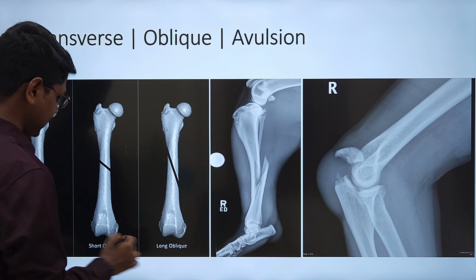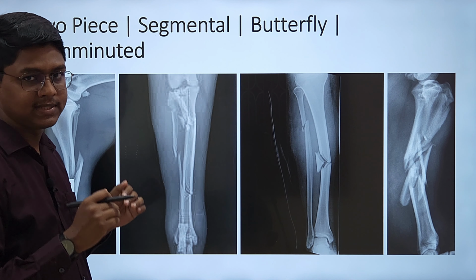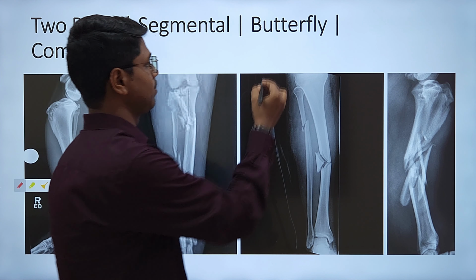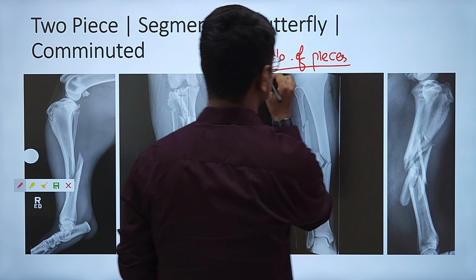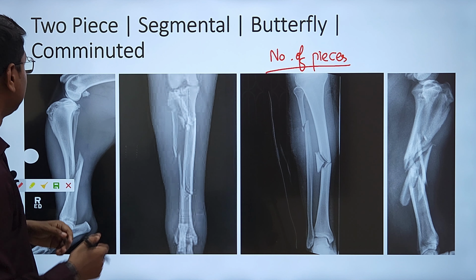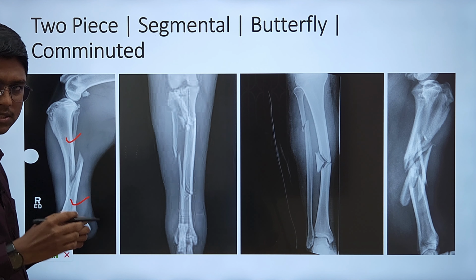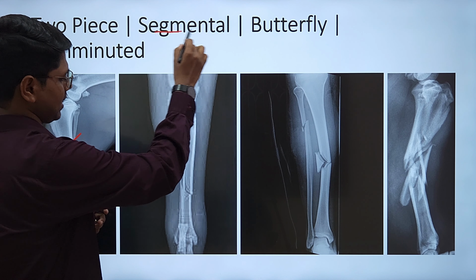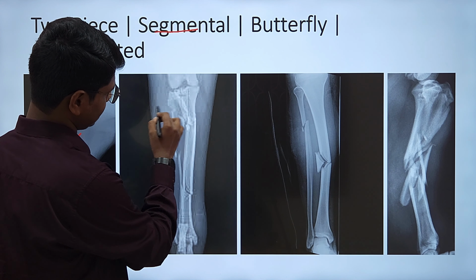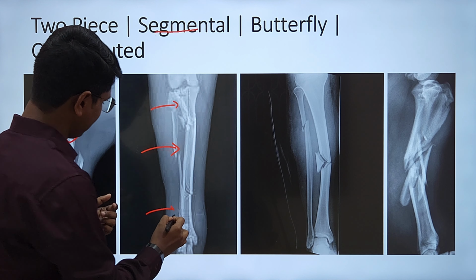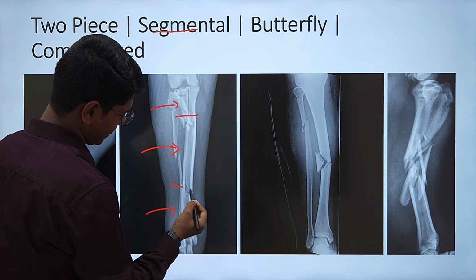Okay, next classification is on the basis of the number of segments, or number of pieces. How many pieces the bone has been fragmented into. So the first one is two-piece fracture. You can clearly see after the fracture, one piece and two pieces. This is a two-piece fracture. Segmental fracture is a kind of two-piece fracture, but what actually happens after the fracture is that there are three segments. So it is simply a modification of this one, where here is one fracture line and here is another fracture line.